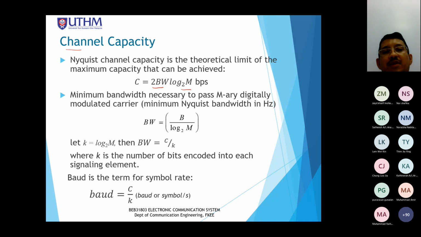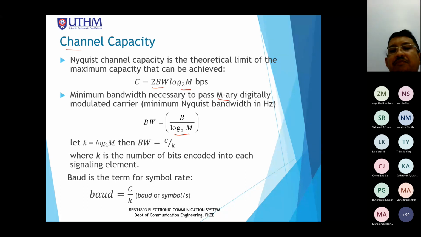M is the number of unique symbols. The minimum bandwidth necessary to pass the M-ary digitally modulated carrier, which is the minimum Nyquist bandwidth in Hertz, is equal to the bandwidth divided by log base 2 of M. So this is the minimum bandwidth needed to pass the M-ary transmission.